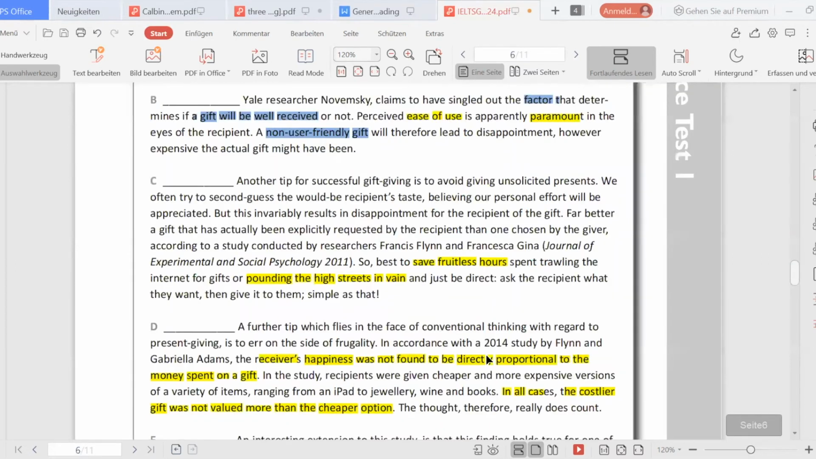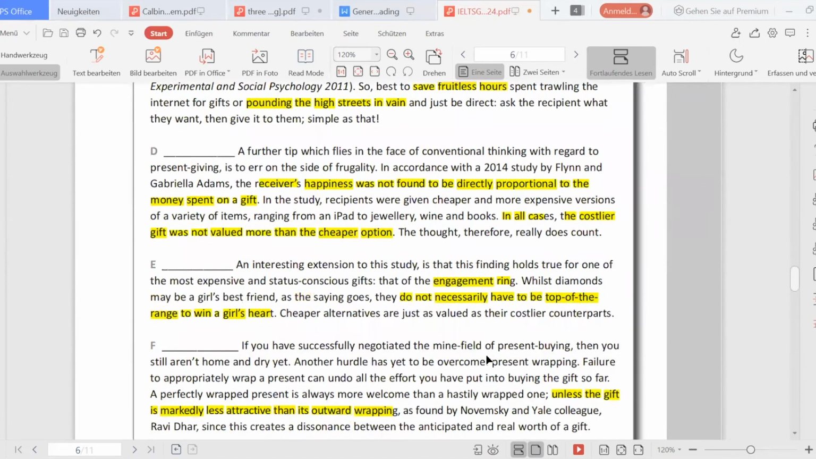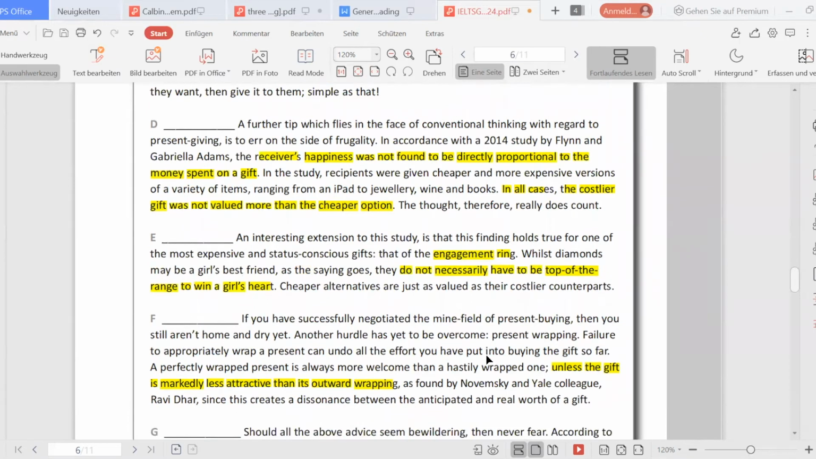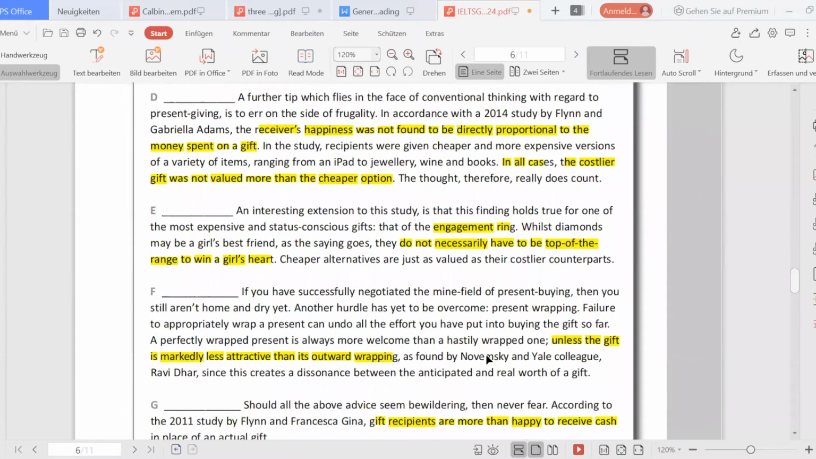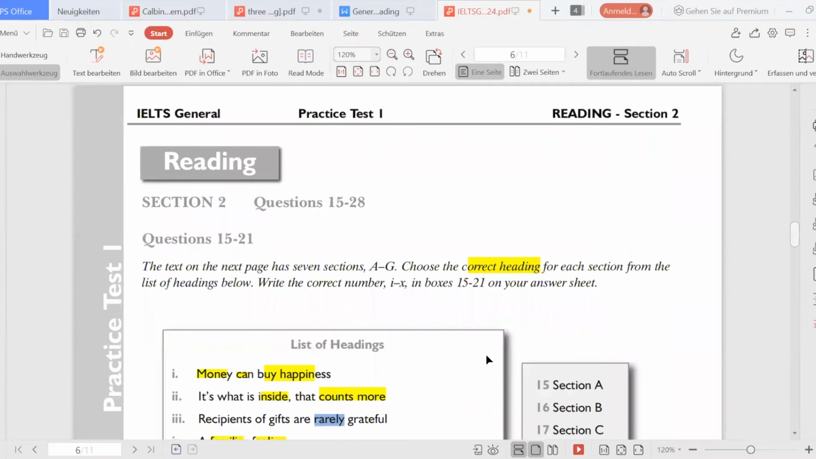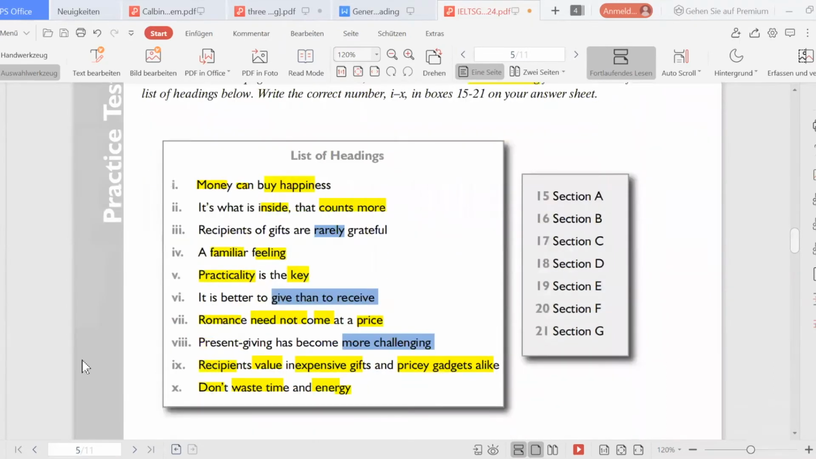In paragraph E, you've got the words engagement ring. You've got, they do not necessarily have to be top of the range. Remember, top of the range is a high degree adjective. So I highlight that, and then I go to the text, and my answer is actually number 7. Romance need not come at a price, which means it should not be top of the range.